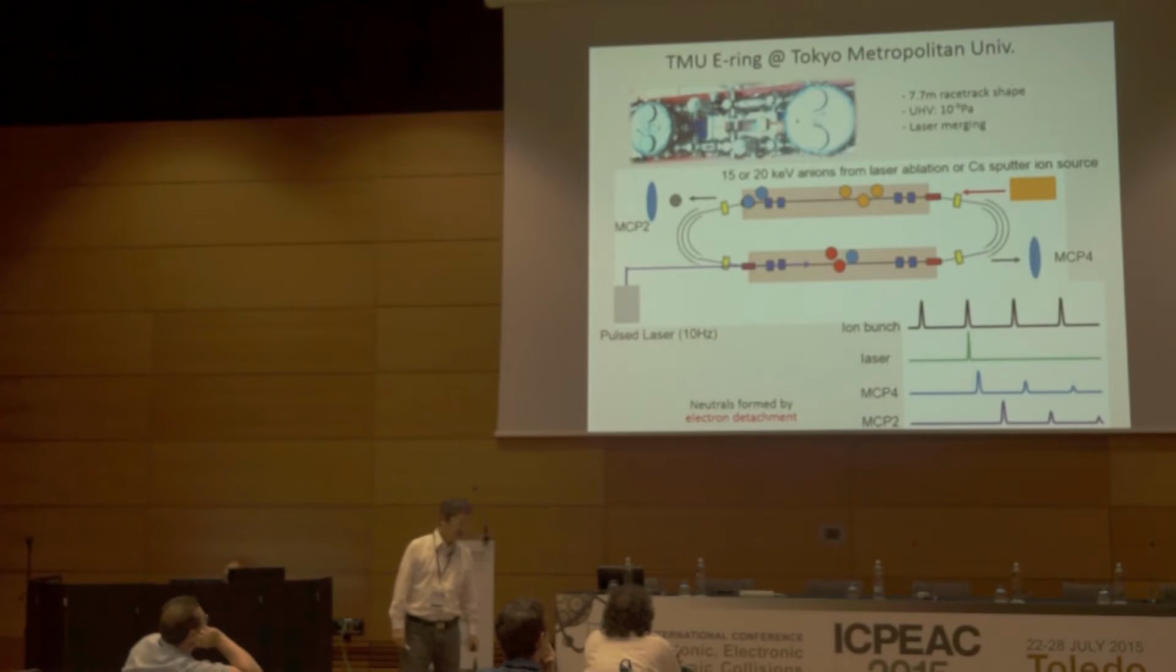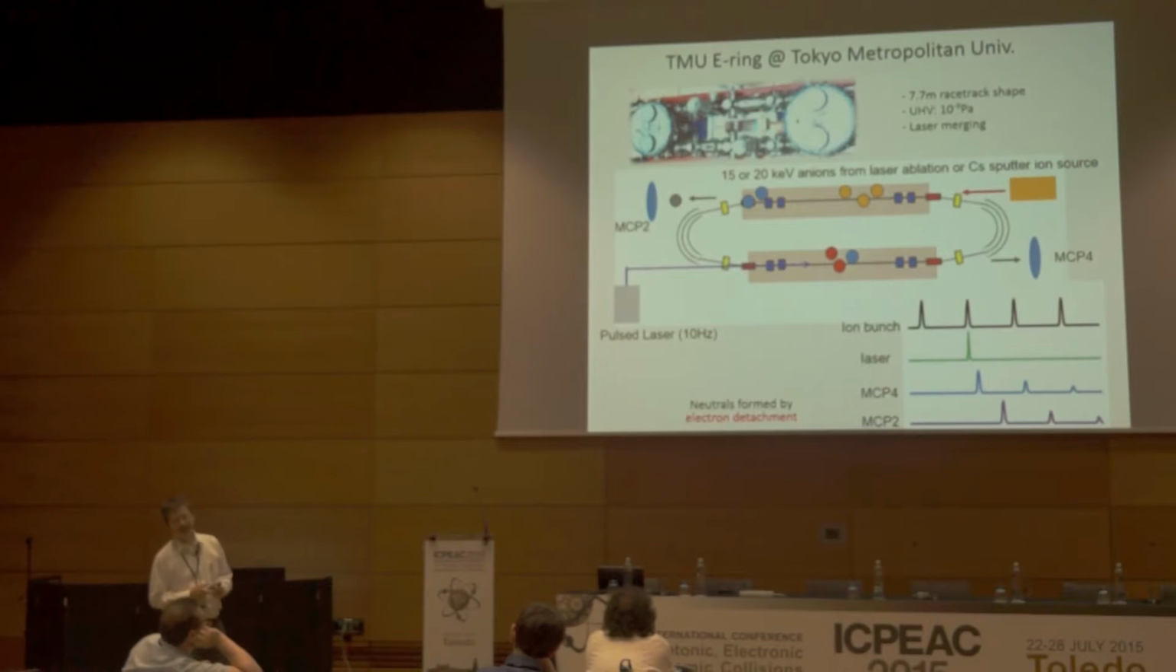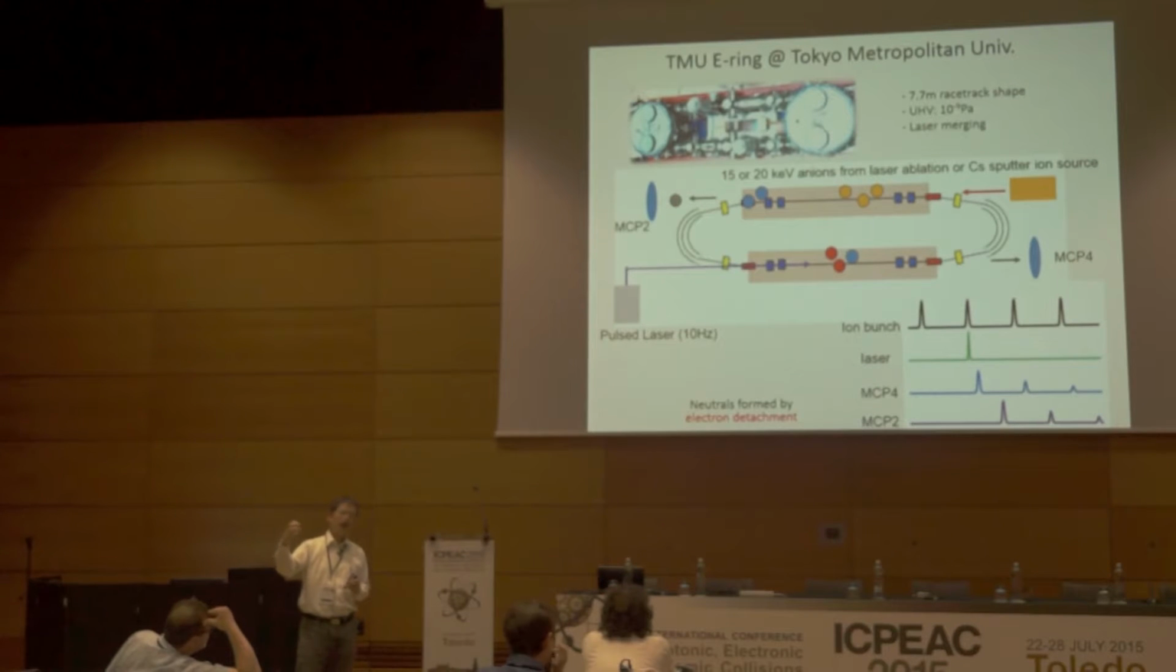So now I'd like to move to the experiment. We are playing with the electrostatic ion storage ring in our university. This is the 8-meter storage ring with a good vacuum. Clusters are produced by laser ablation or a cesium sputter source, so we get hot ions. We don't use cooling gas. These ions are accelerated to 15 or 20 kilo electron volts and injected to the ring as a pulse beam.